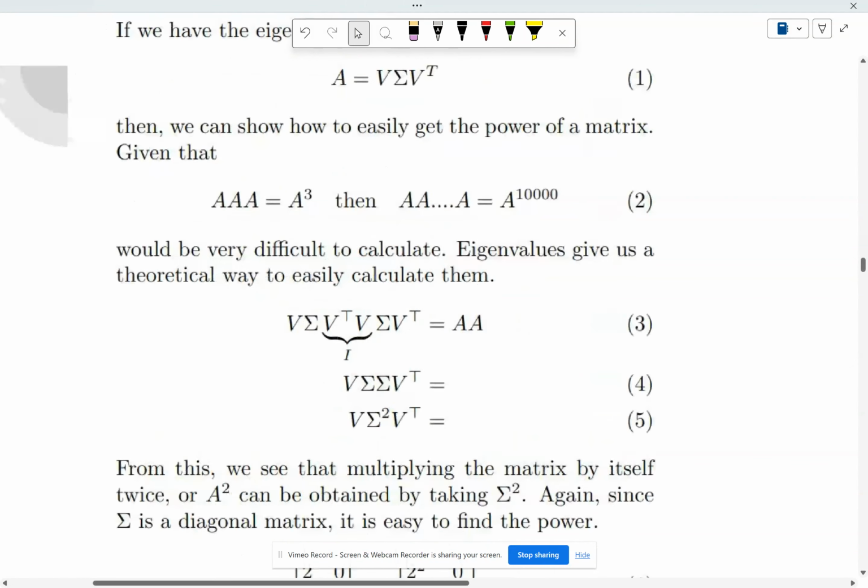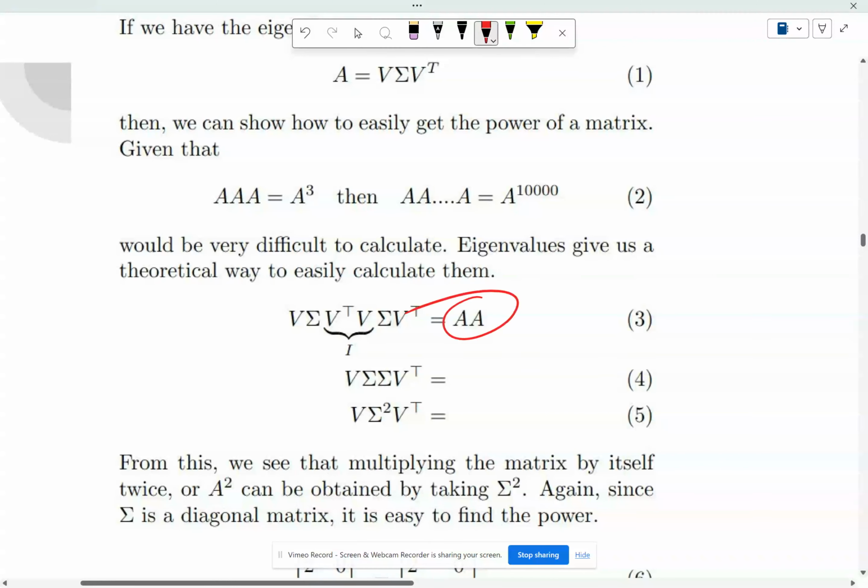So over here, let's just look at the case where it's A squared, A multiplied by itself twice. So it's essentially this multiplied by itself. Again, we can use the exact same properties. Notice that it's just V transpose V, which is identity. So we can get rid of this. And now it's sigma times sigma, which is sigma squared. Guess what? Sigma is a diagonal matrix. Therefore, taking the square is really, really easy.